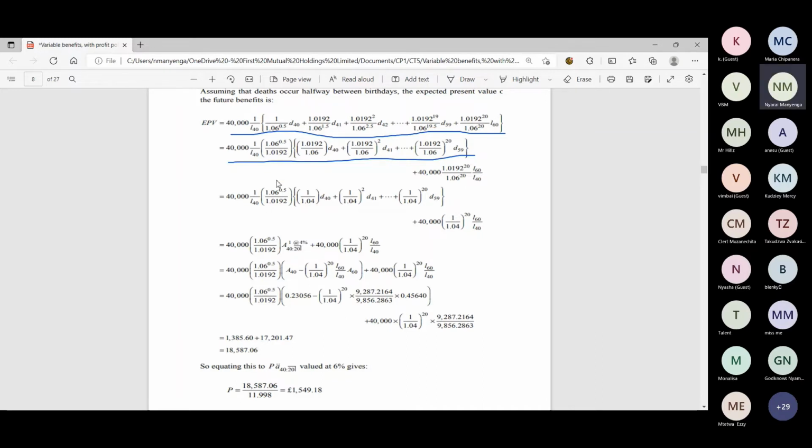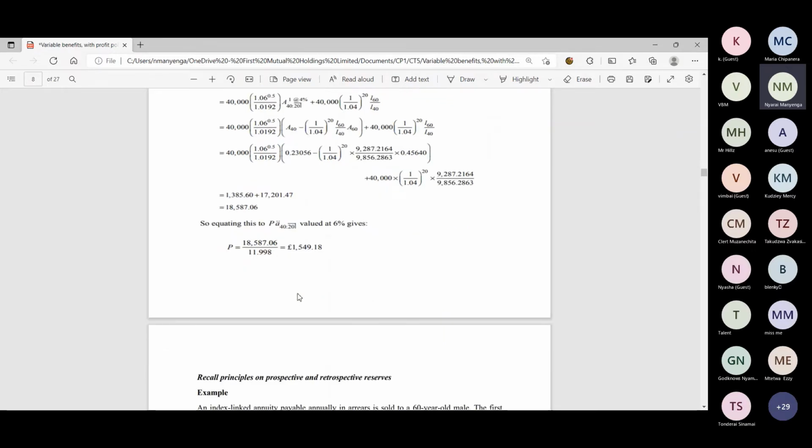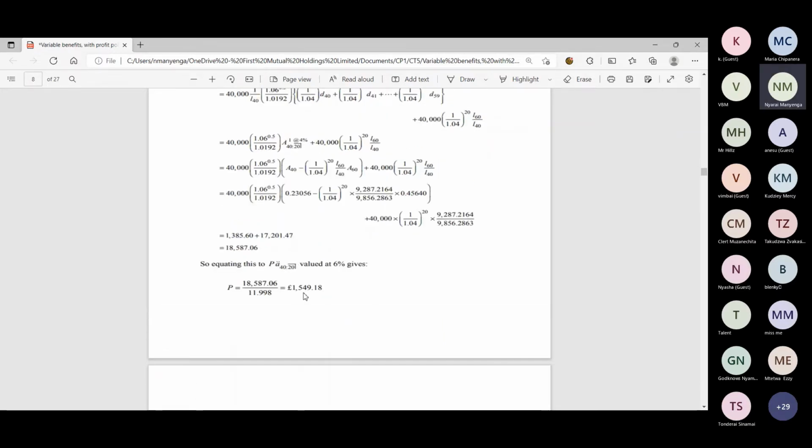So now you need to equate those benefits to the expected present value of premiums using the equivalence principle. Your expected present value of premiums would be P times the temporary annuity due for a life aged 40 with a duration of 20, valued at 6%. This temporary annuity function is in your tables, because 40 and 20 add up to 60, so you can easily look it up. Then you solve for P, and P would be 1,549.